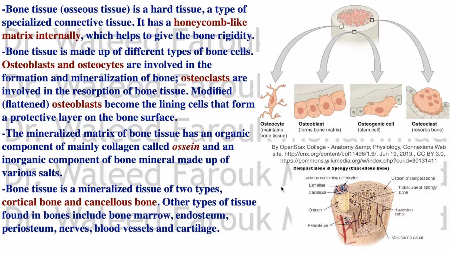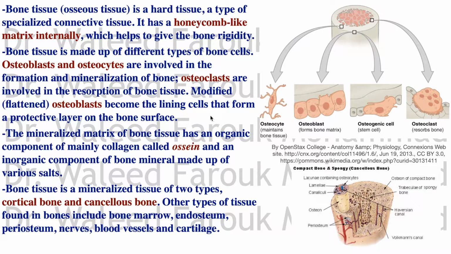The bony tissue is composed of many types of cells, like the osteoblasts, the osteocytes, and the osteoclasts. The osteoblasts and osteocytes are responsible for formation and mineralization of bone, while the osteoclasts, which come from a different lineage or different precursor cells, are responsible for bone resorption, or you can call them the bone eating cells. And now the osteoblasts become the lining that forms a protective layer on the bone surface. These are special types of osteoblasts present on the bone surface.